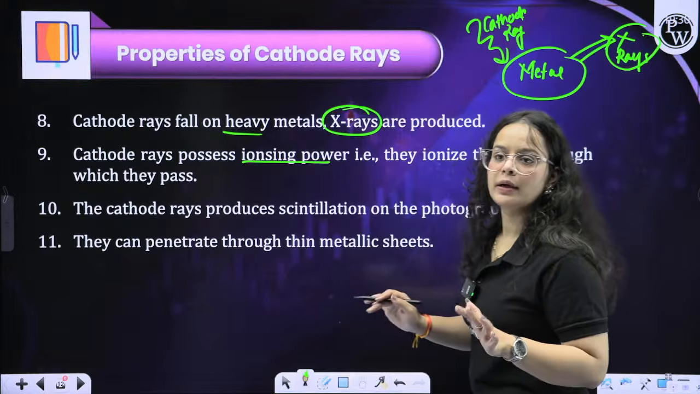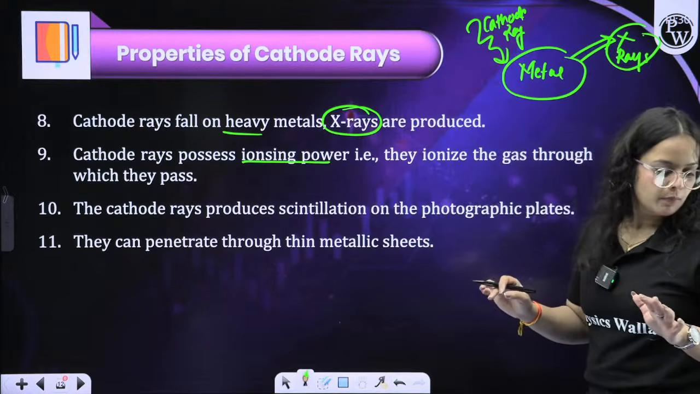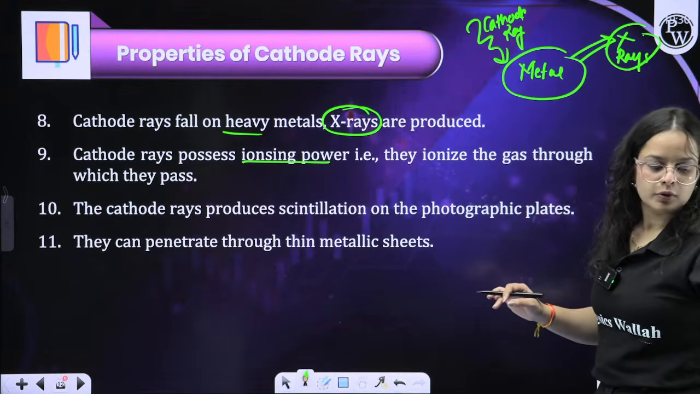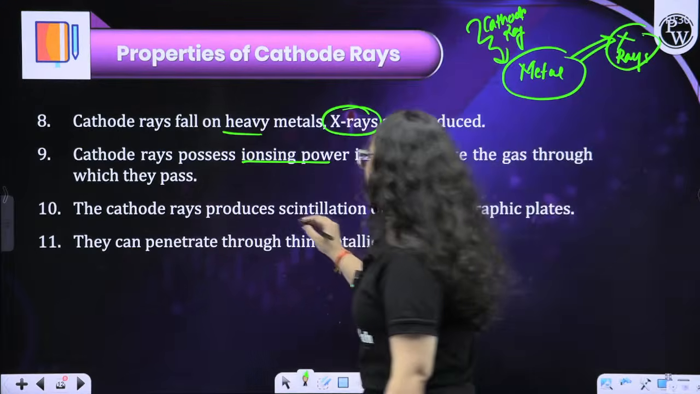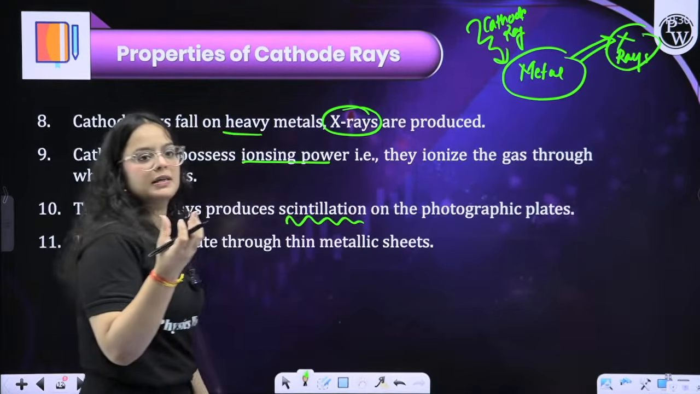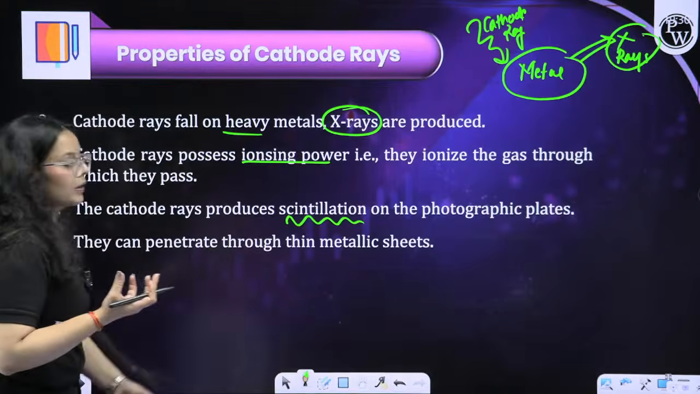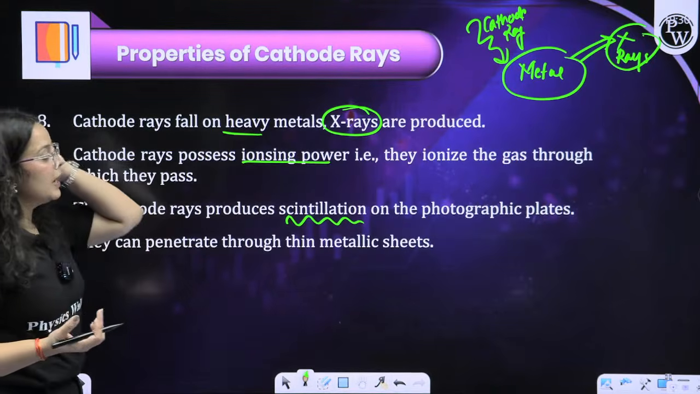Moving on to the next point, that is that cathode ray produces scintillation. Scintillation is basically a bright spot production. On photographic fluids, they can produce the bright spot.